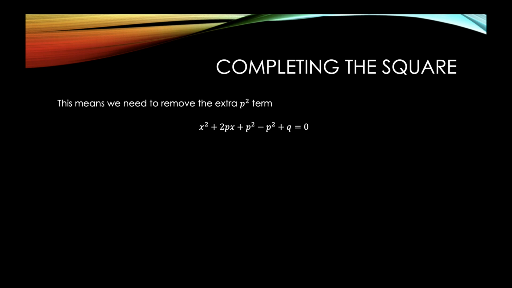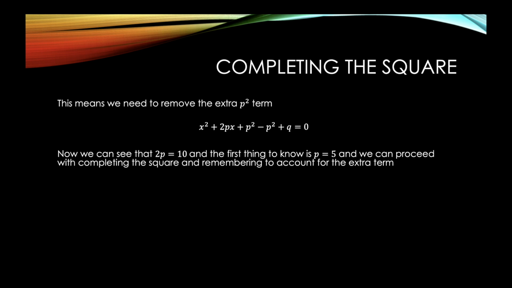Note if you relate this back to the example we were given just before, x squared plus 10x plus 6 is equal to 0, you should notice that 2p is equal to 10. That's just relating the linear coefficients together. Solving this, you will have p is equal to 5, and we can proceed with completing the square. Now, that means we can rewrite x squared plus 10x plus 6 is equal to 0 as x plus 5 all squared minus 25 plus 6.